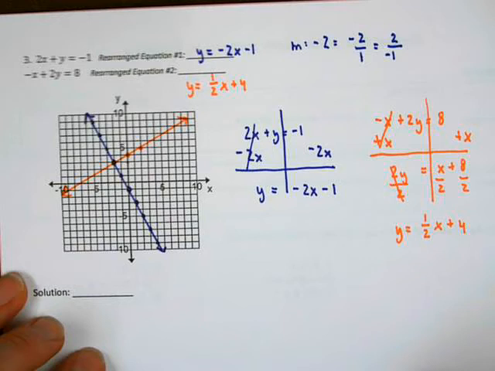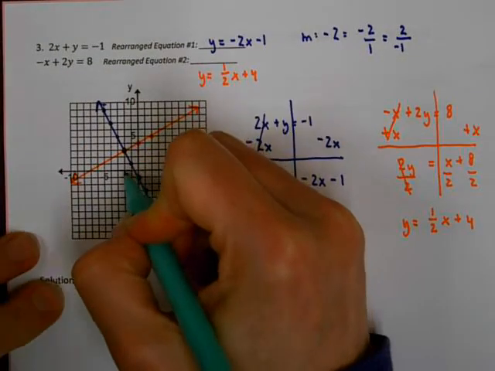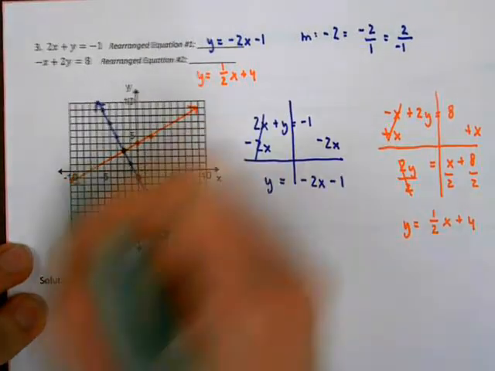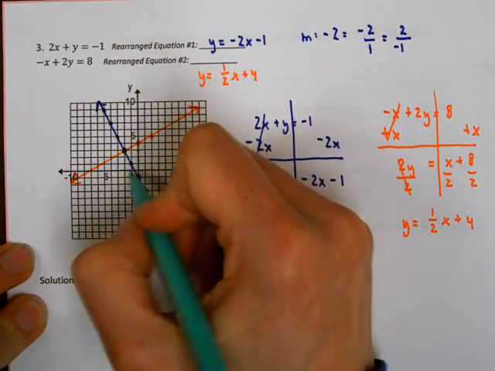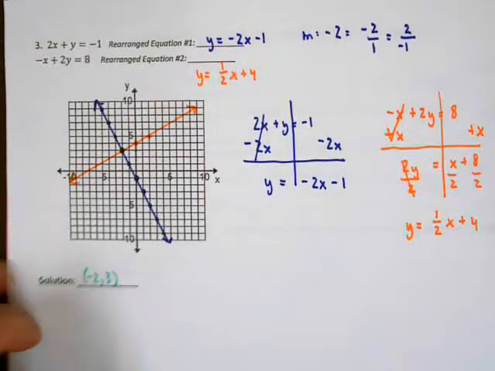Now we're going to write that intersection point as an ordered pair. My x coordinate is going to be negative 2, and my y coordinate is a positive 3.